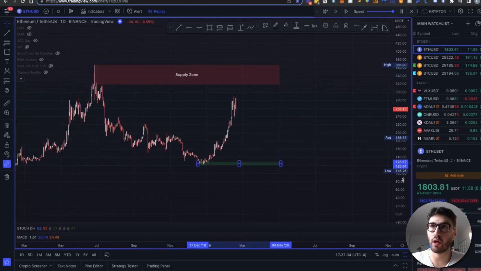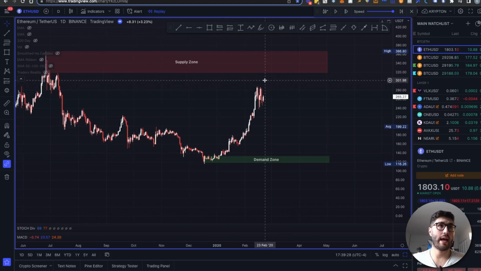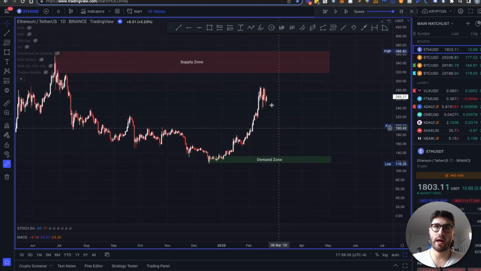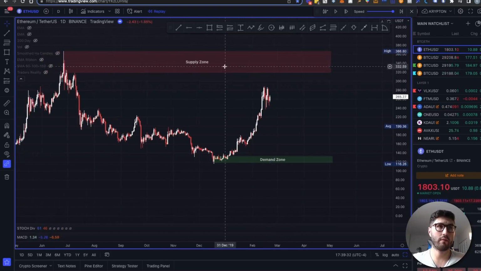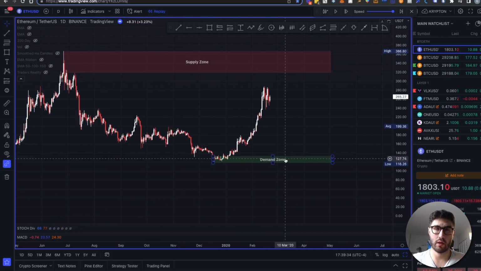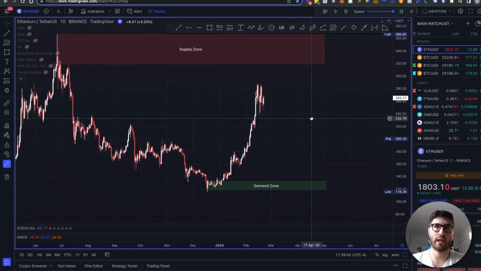Right now in the chart we have a supply zone right here, and we have the demand zone. We have an orientation and we have an understanding of where the price is likely to be headed.